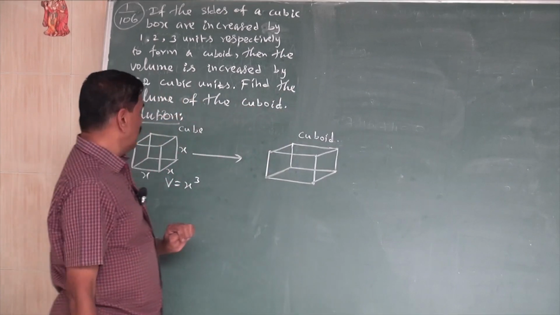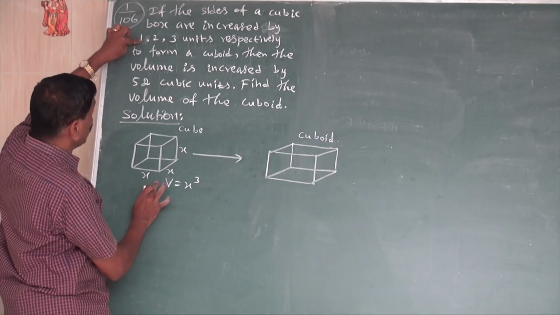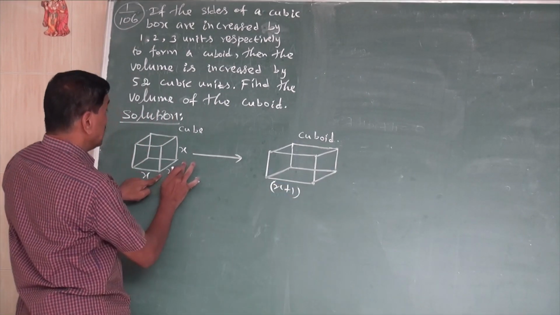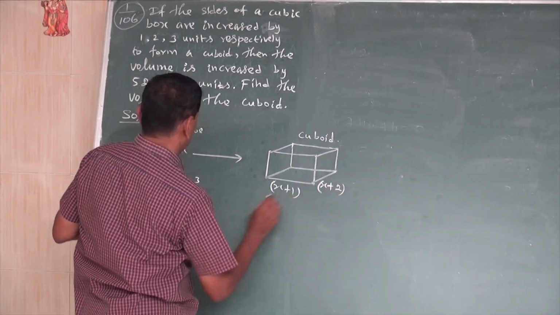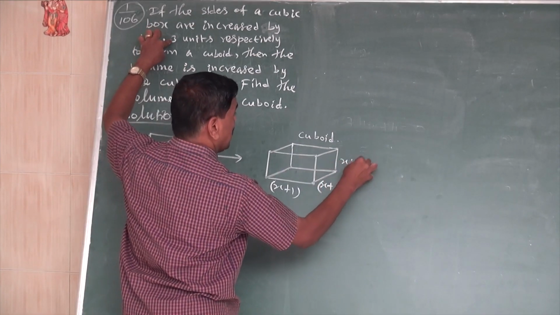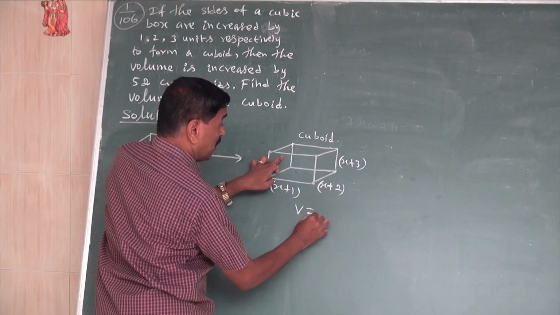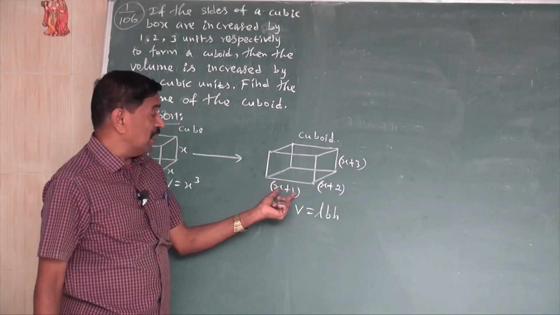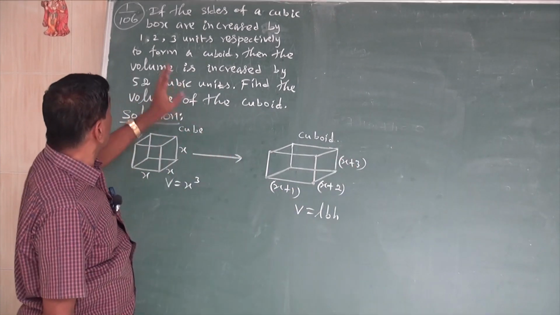Now here, length is increased by 1 unit, which means x plus 1, and breadth is increased by 2 units, so breadth becomes x plus 2, and the height is increased by 3 units, which is x plus 3. That's all. And we know that the volume of the cuboid is equal to L into B into H, that is length into breadth into height. So that is the idea.